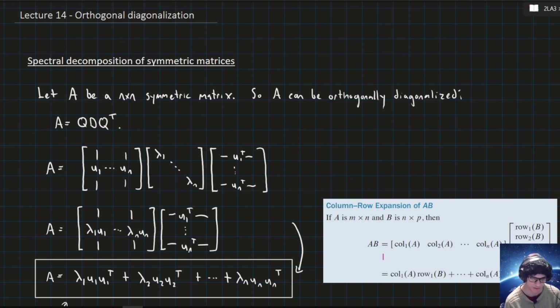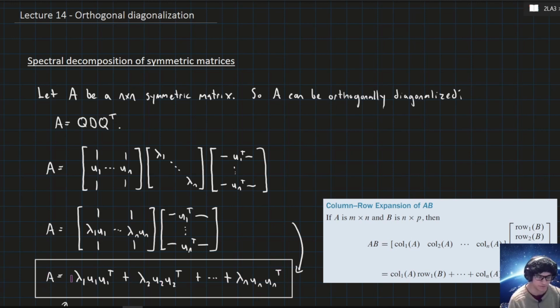Okay, and the sum is column 1 of row A times row 1 of B, and then column 2 of A times row 2 of B, and so on. And you just take the sum of these products. Okay, so that's what we're going to do here.